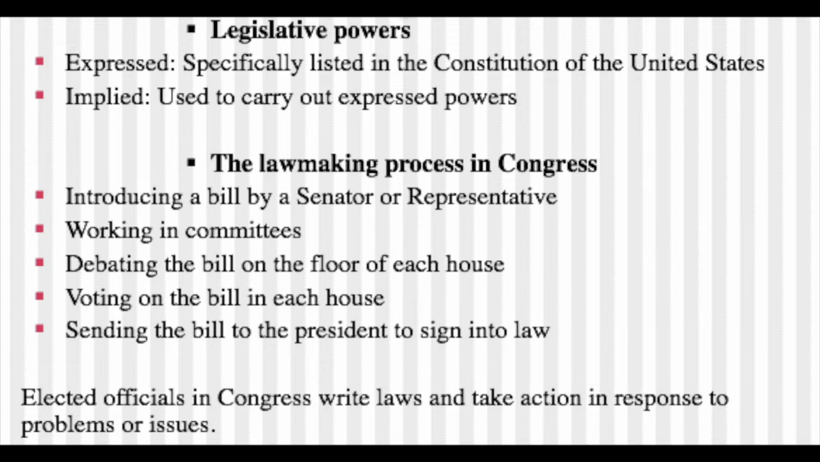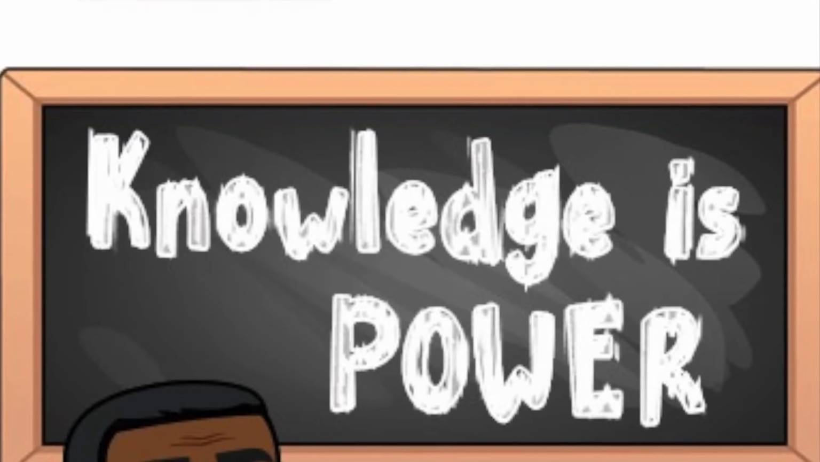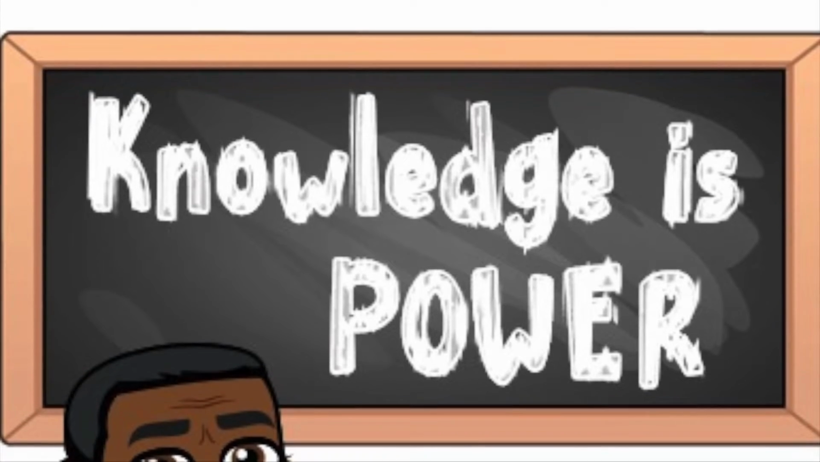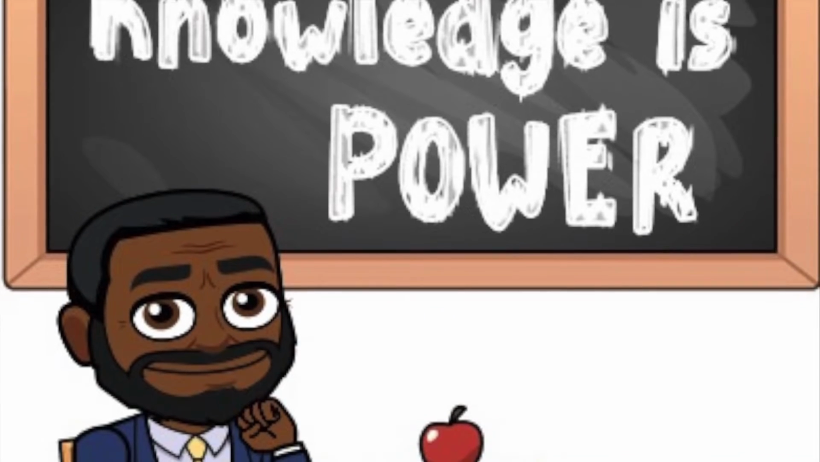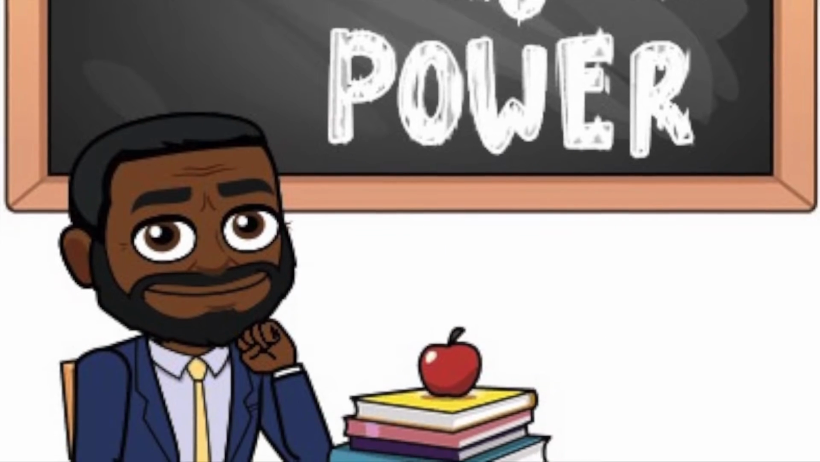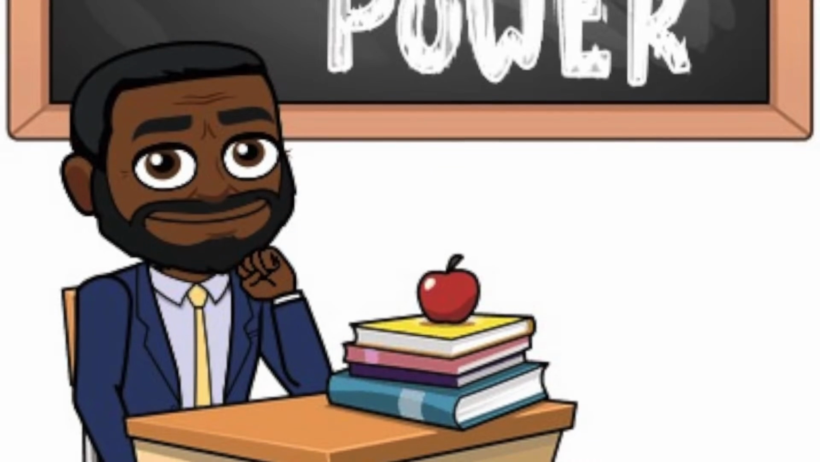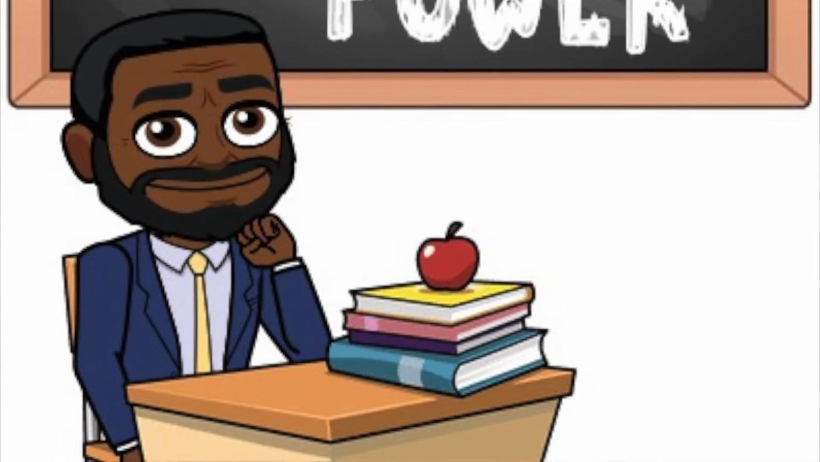And then the last thing you want to know about the legislative powers is that elected officials in Congress write laws and take action in response to problems or issues. And we talked about an issue before, such as police brutality. And because of police brutality, we have Congress now fighting to create new laws to protect minorities.